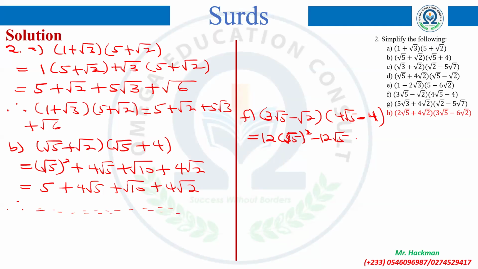Then minus 4 root 10. Very good. Then plus 4 root 2, very good. You are in a comfortable lead, so you are almost done. At this point, I think that's it. You get the answer. So this will be equal to 12 times 5.